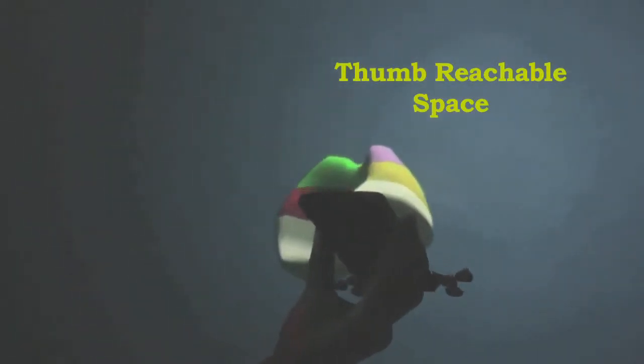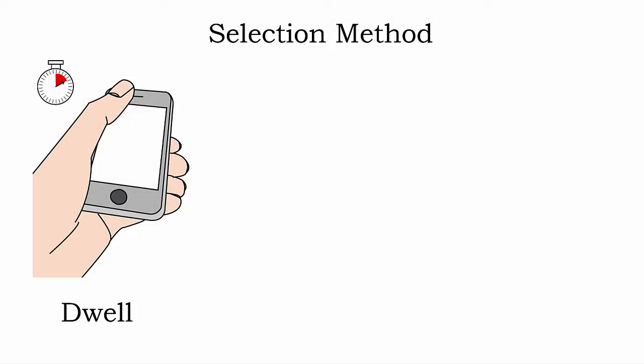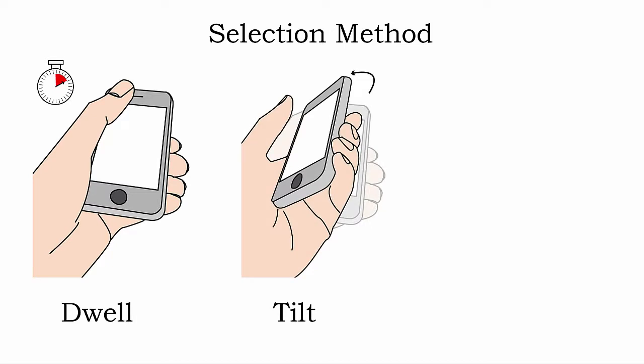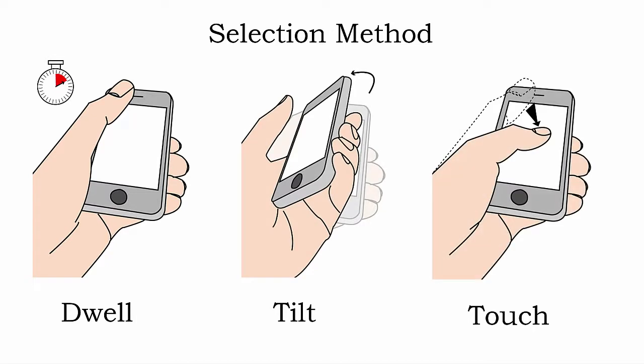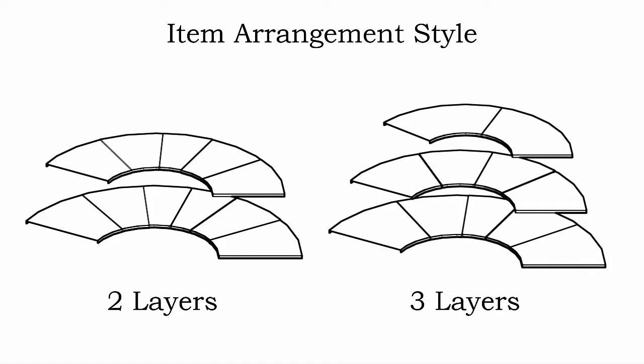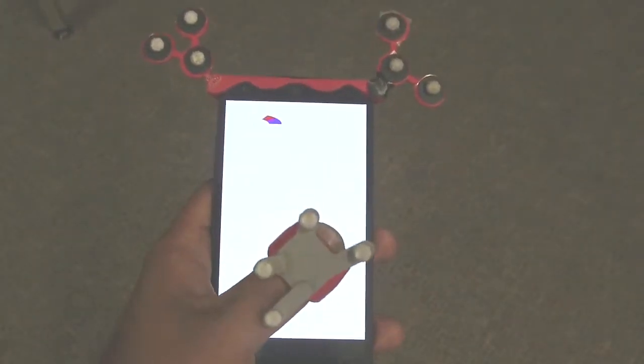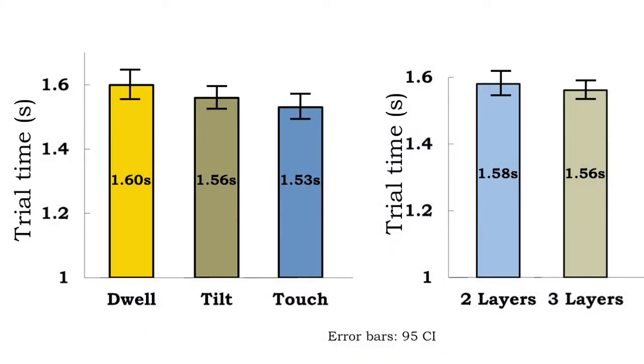We tested 3 selection methods: dwell, keep the finger static for some time; tilt, tilt the phone to a certain angle; and touch, select by a rapid tap on the screen. We also placed the wedge-shaped items in either 2 or 3 layers. Here is a video showing the tilt selection technique with a 2-layer item arrangement. Our results showed that the 3 selection methods and the 2 arrangements score about equally well.